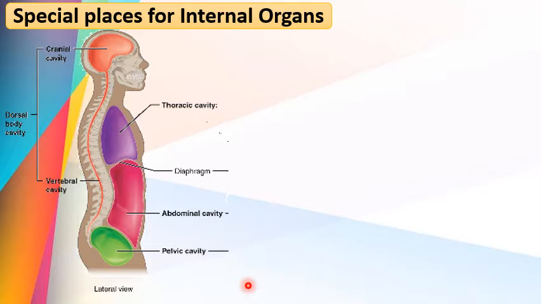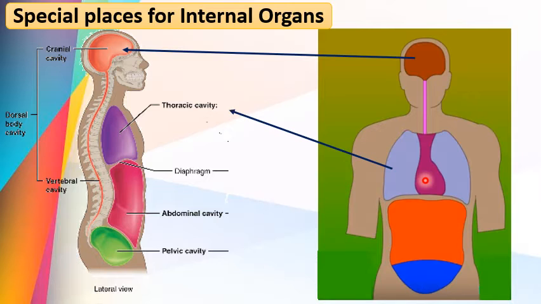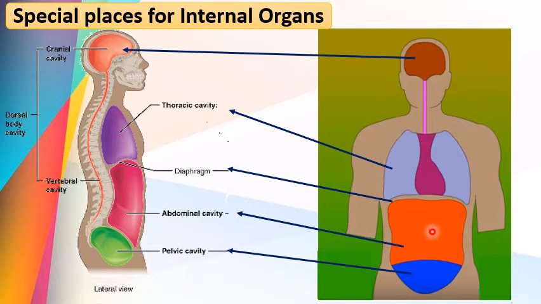I will show you the front view also. See, this is the front view of our body. Okay. Now see, this is a cranial cavity. And this is our thoracic cavity. And this is diaphragm. And this is abdominal cavity. Cavity means there is a special place. Okay. This is a pelvic cavity. In these cavities, the internal organs are situated.